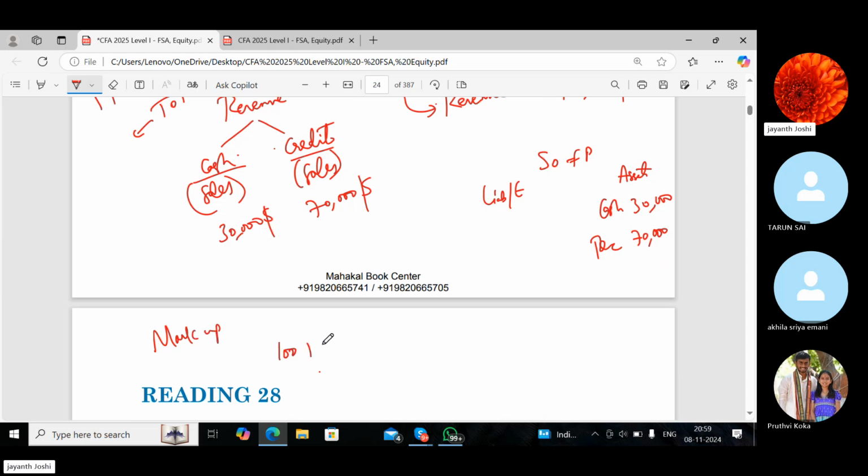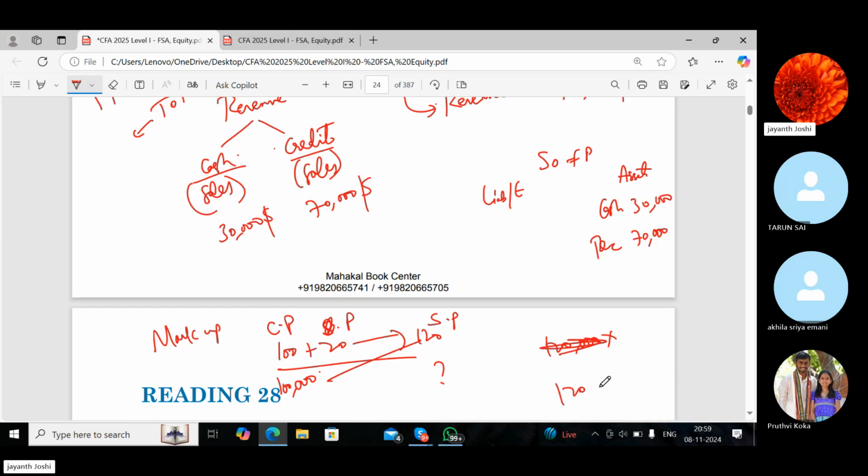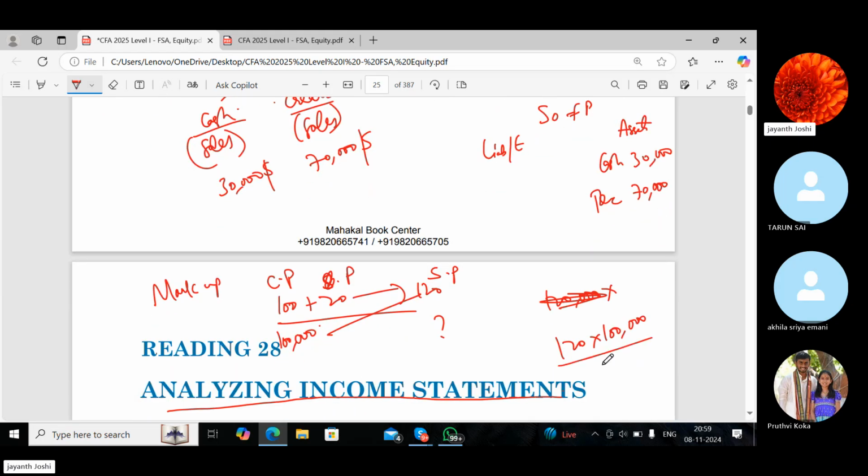So 100 plus 20, 120. Cost price, profit, selling price. My cost price is 1 lakh. What is my selling price? So 1 lakh 20,000, sorry, 120. This is markup, this is on cost.